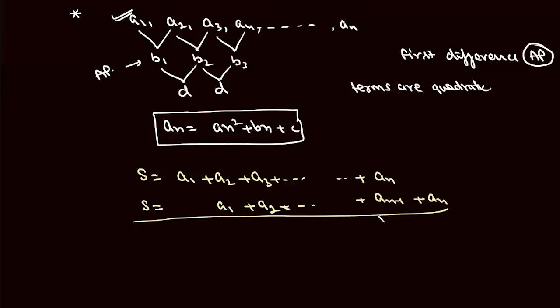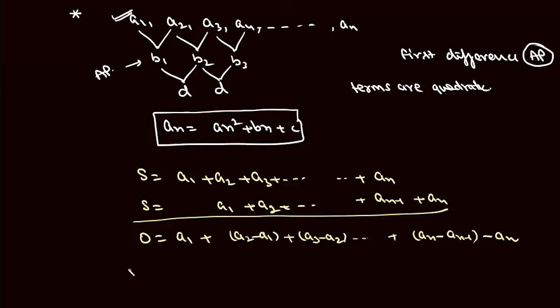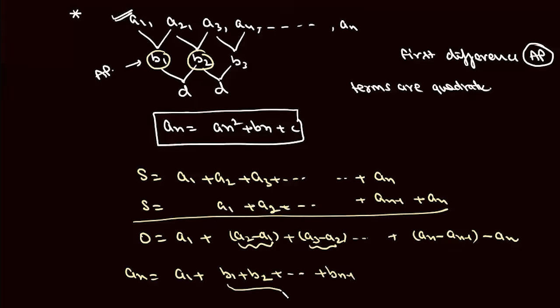Now we'll subtract them. This is 0. Now this is a1 plus a2 minus a1 plus a3 minus a2, up to an−1, and then minus an. We'll take this an on the left hand side. We can write an, and this is a1. Now a2 minus a1 is b1, a3 minus a2 is b2, and this is going to be bn−1. So it will be the series b1 + b2 up to bn−1, which is nothing but an AP. So this is the sum of an AP.